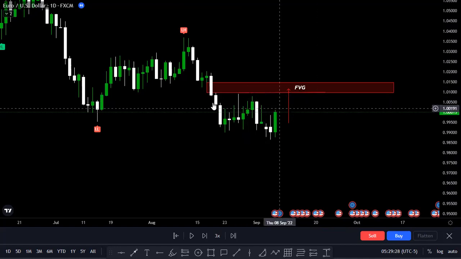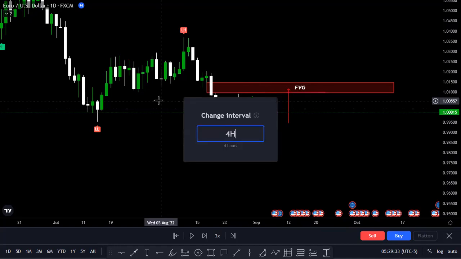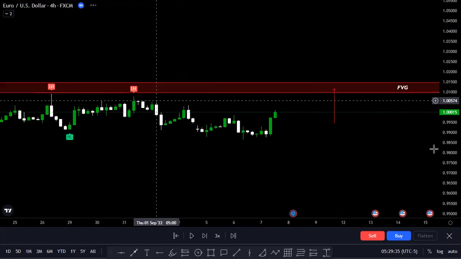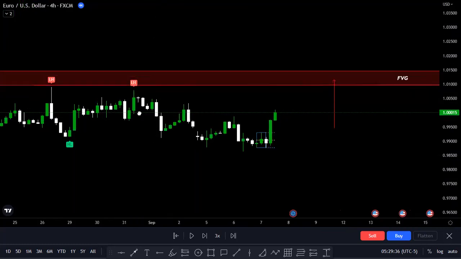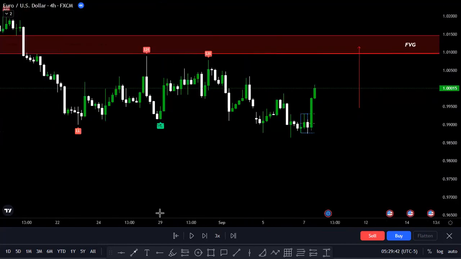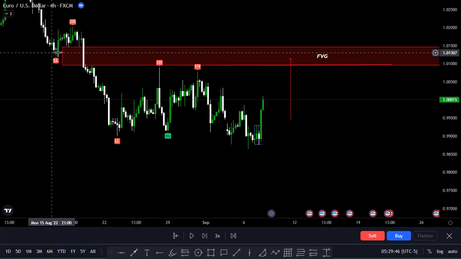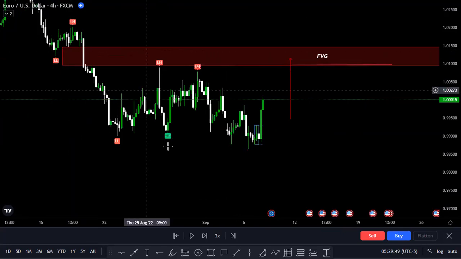So what I'm going to do now is go to the lower time frame, which is 4 hour, and look for opportunities. Let me try to use the size of these candles. If you look closely, we are moving to the downside. We are creating lower lows, lower highs, lower low, lower high, lower low, lower high.